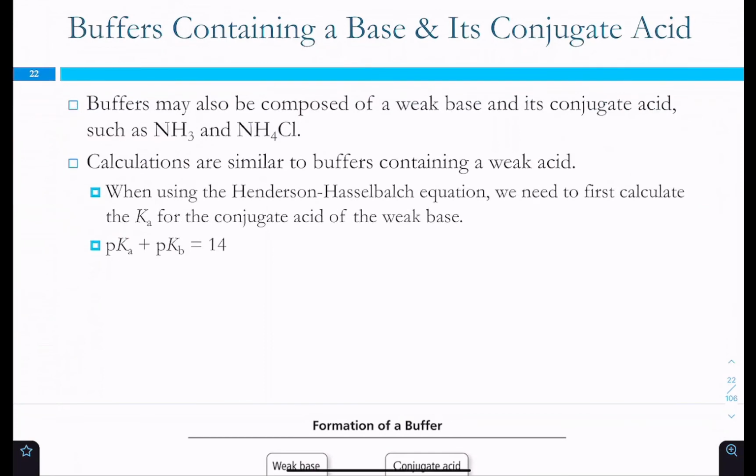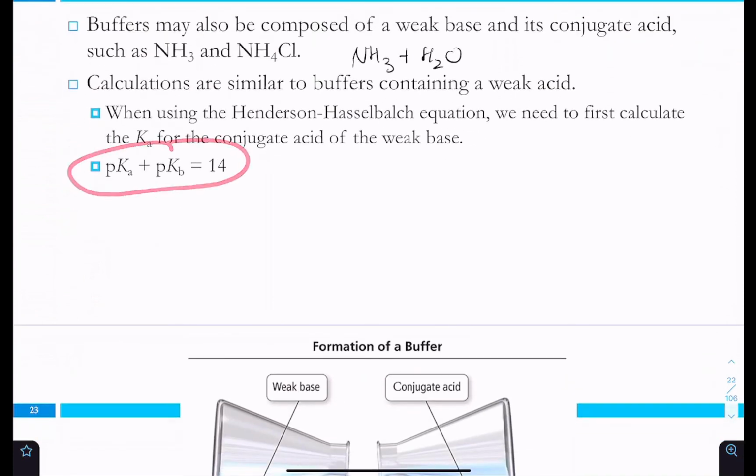All right, so buffers containing a base and its conjugate acid. We can also have buffers composed of a weak base and the conjugate acid of that weak base, like ammonia. Because remember, ammonia in water is NH3 plus H2O, or NH4OH. So calculations are similar to buffers containing a weak acid, but for the Henderson-Hasselbalch equation, you have to use pKb. As I mentioned earlier, you can calculate pKb using the same relationship. pKa and pKb are related the same way that pH and pOH are.